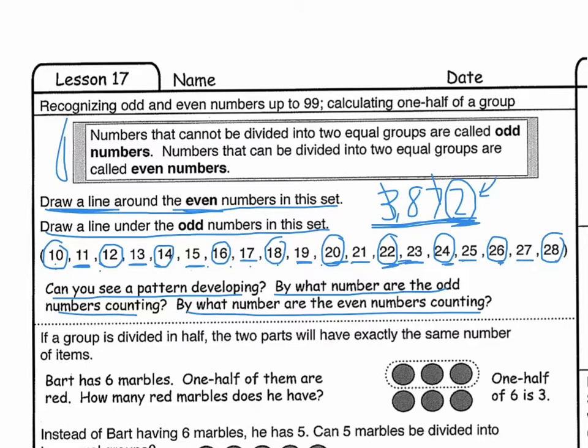0, 2, 4, 6, 8. All the numbers that are odd in that ones place makes the whole number odd. So all you have to do is look at the ones place and ask yourself, is it 0, 2, 4, 6, 8? If it is, it's even. If it's not, it's an odd number.